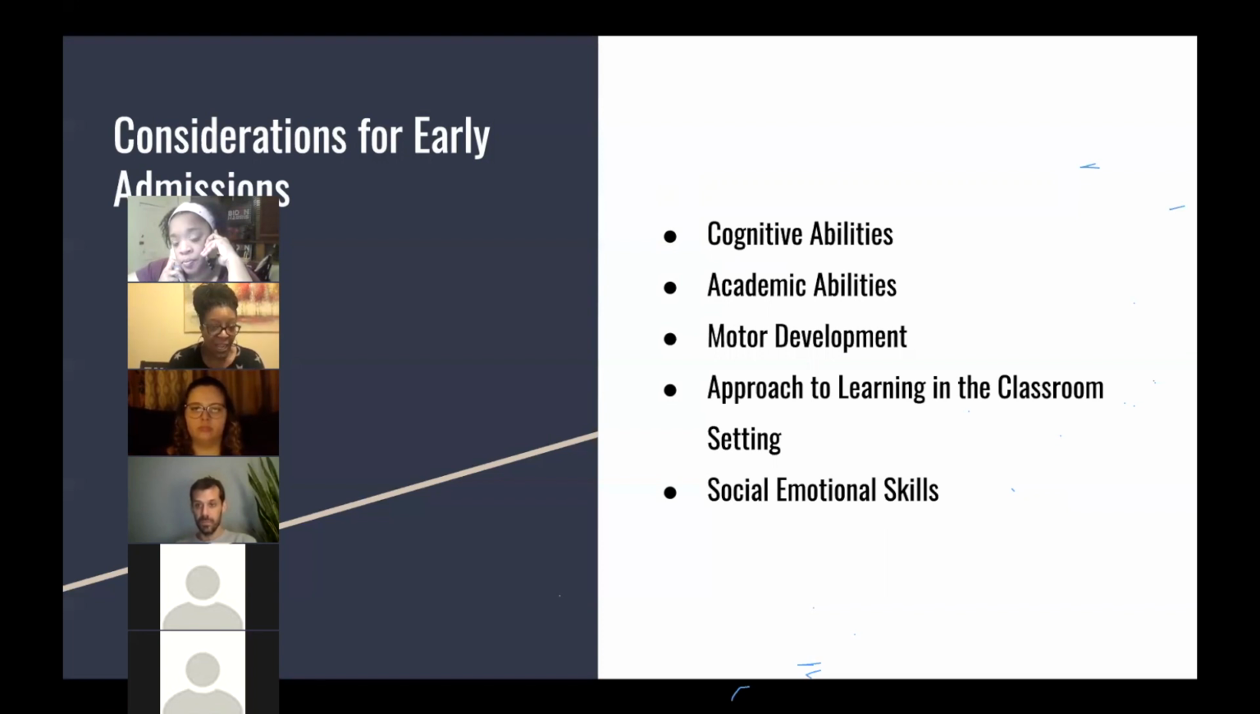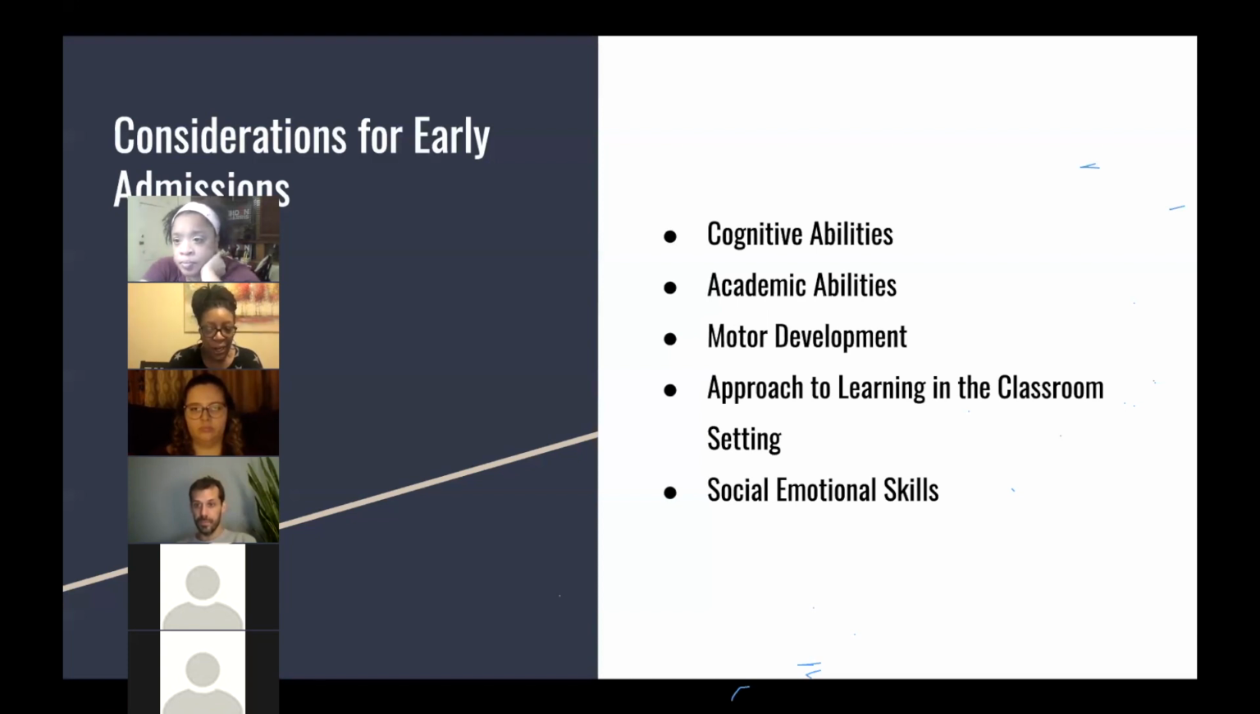We obviously want to look at academic ability. So not just what they're doing in terms of their pre-K experience or their kindergarten experience now, so that mastery, but also exposing them to end of kindergarten and end of first grade tasks to make sure that they actually have the aptitude to be successful should they enter kindergarten or first grade early. We also tend to look at motor development because that's a critical skill as we're thinking about kindergarten and first grade.